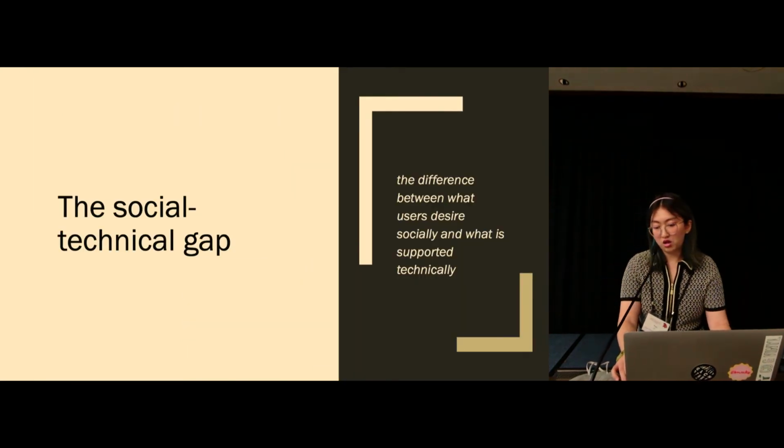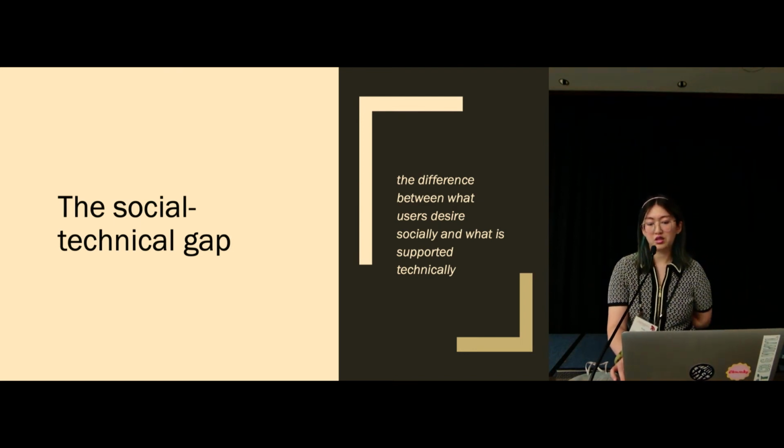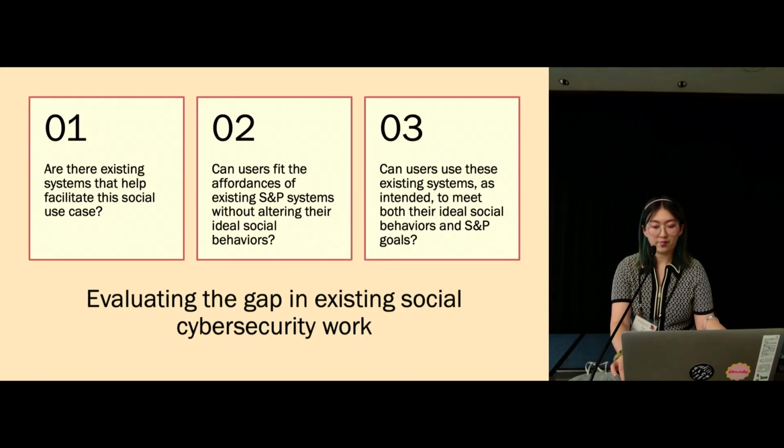So throughout all of these domains, I've highlighted a few use cases, and I will discuss why they're actually highlighted. So in our SoK, we used Ackerman's social technical gap, or the difference between what users desire socially and what is supported technically, as a lens to outline potential areas for future work. So this gap is extensively cited in broader HCI literature to illustrate how technical systems may fail to account for human social behavior. So we developed 3 questions to assess this gap across all the use cases, and then I'll go through each of them in more detail.